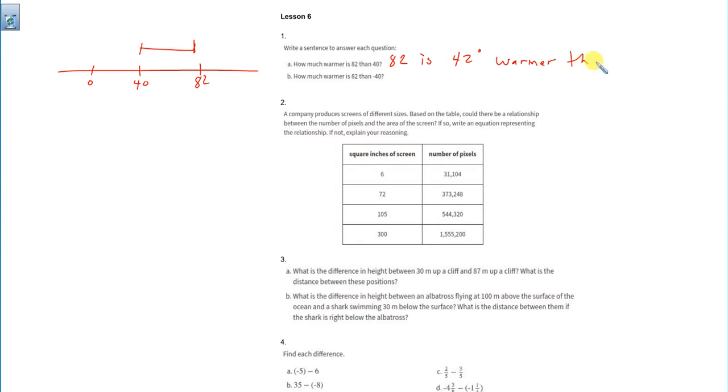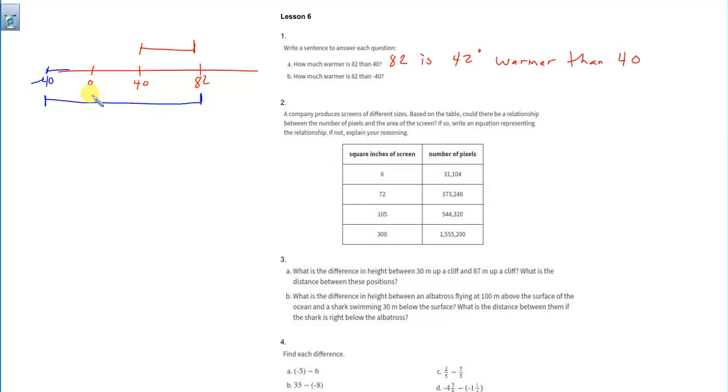than 40. Let's do another one. Let's say that we want to know how much warmer is 82 compared to negative 40. Okay, so we can use the same number line. Negative 40 would be like over here, right? And so we want to know, all right, what's the difference between those temperatures?